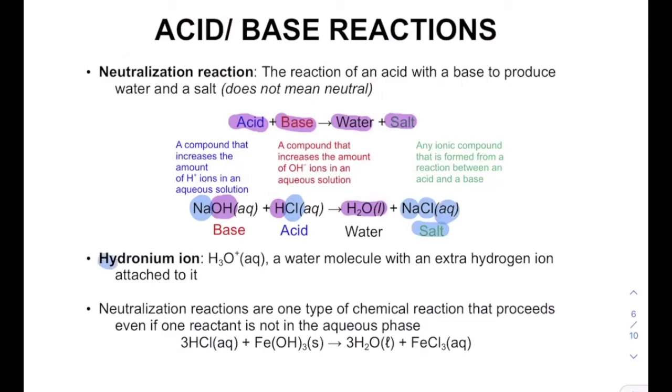The hydronium ion is actually protonated water, so it's H3O+, just for your reference. We can have an acid that is aqueous and a base that is a solid, and they will still react. We do not need both of these reactants to be aqueous in order for this reaction to happen.